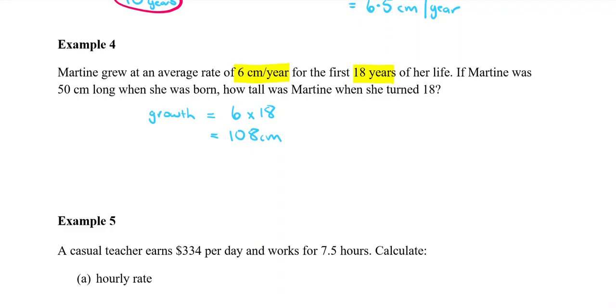The second part of the question is, what is her total height now? Because she didn't start at 0 centimeters, she started at 50 centimeters when she was born. So she started at 50, she grew 108, so if I add those together, she will be 158 centimeters tall.